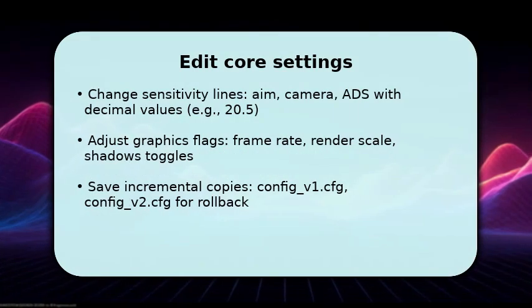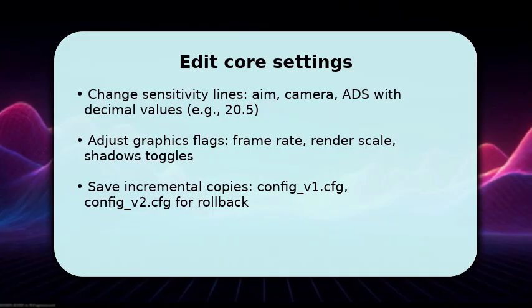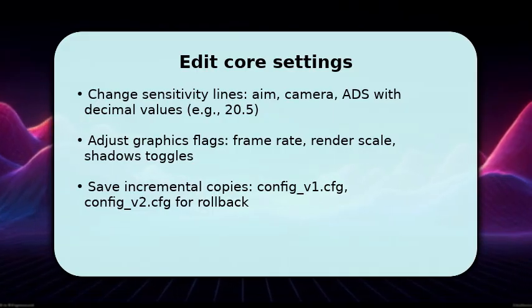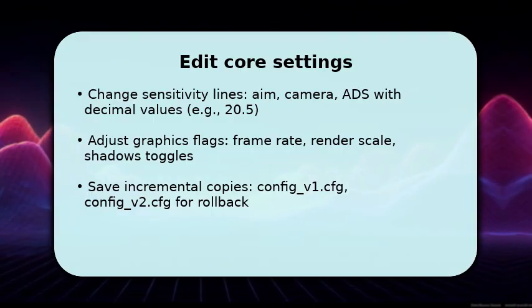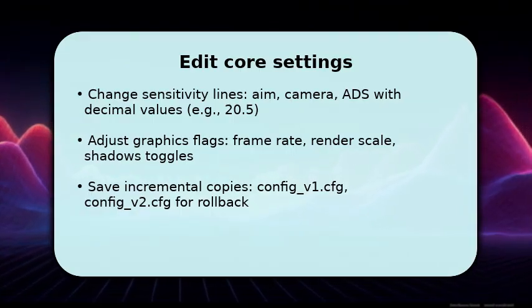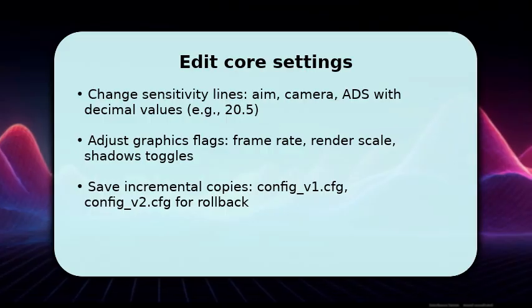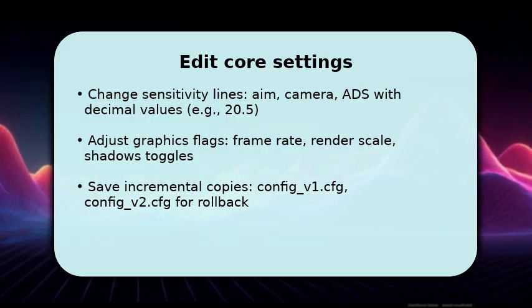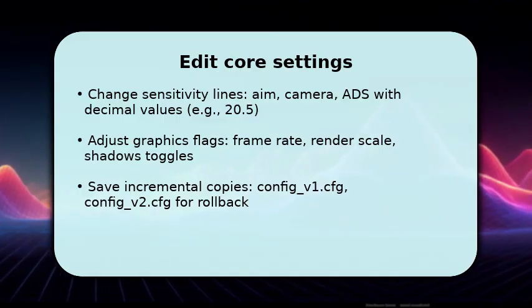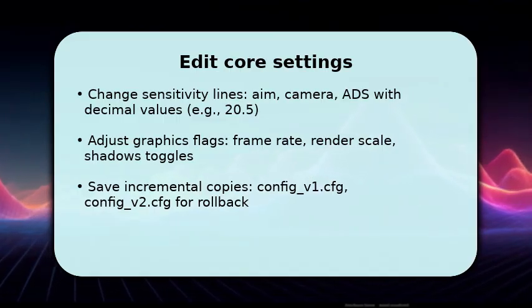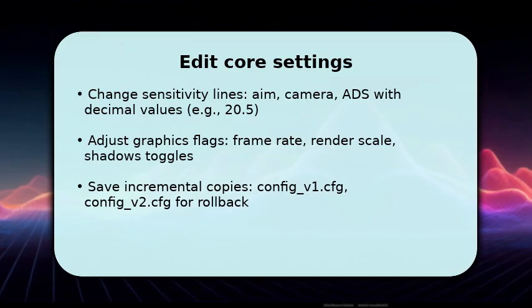You'll now edit the core parameters. First, tweak sensitivity entries such as aim, camera, and ADS using precise decimal values. Small changes matter. Next, adjust graphics flags for frame rate and render scale to balance performance and visuals. Disable shadows for higher FPS if needed. Save after each logical change and keep incremental file names so you can compare.